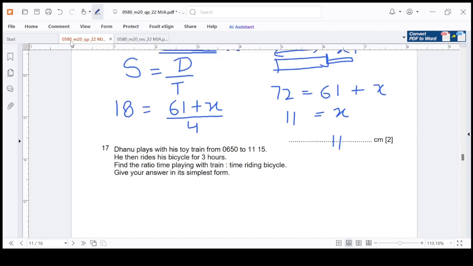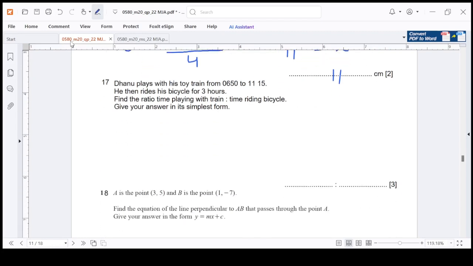Okay. Question 17 is, Dhanu plays with his toy train from 6:50 to 11:15. He then rides his bicycle for 3 hours. Find the ratio of time playing with train and time riding the bike. Give your answer in simplest form. Okay, so time riding the bicycle is 3 hours. But what is the time from 6:50 to 11:15? Let's calculate that.